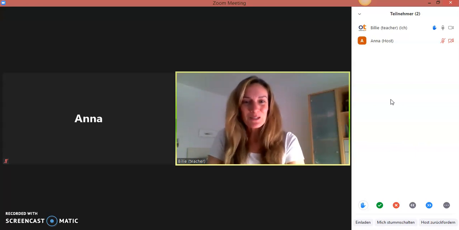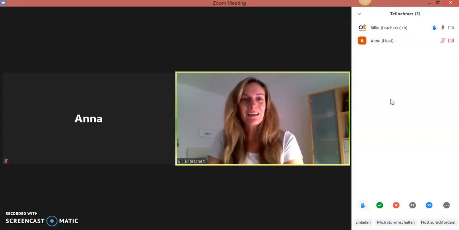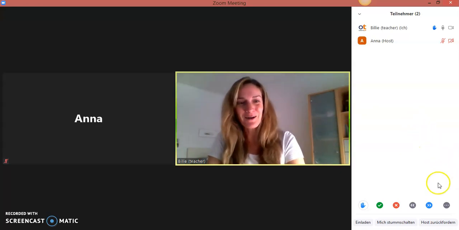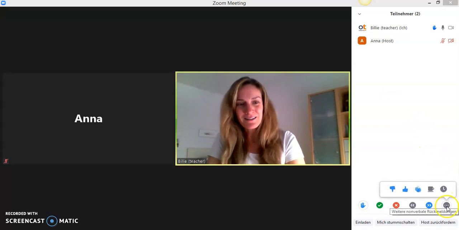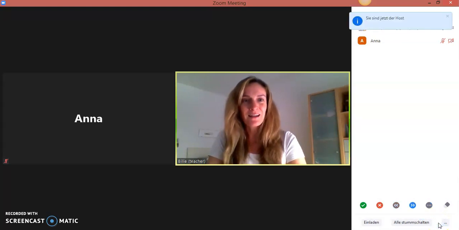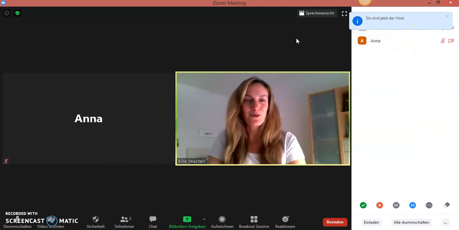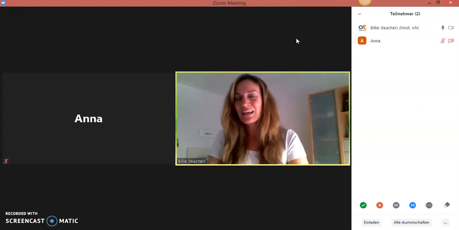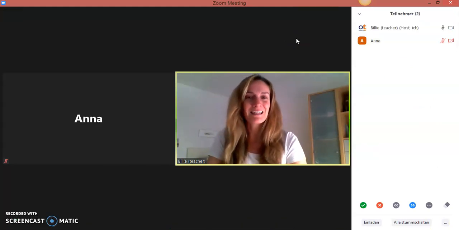Okay, but because I am the account holder, I can also get the host back by force from her, which is what I'm going to do now. Here are three little dots, okay, and underneath it says here, request the host again. So I'm just going to do that, and you can see straight away Anna is a normal participant and I'm the host again.